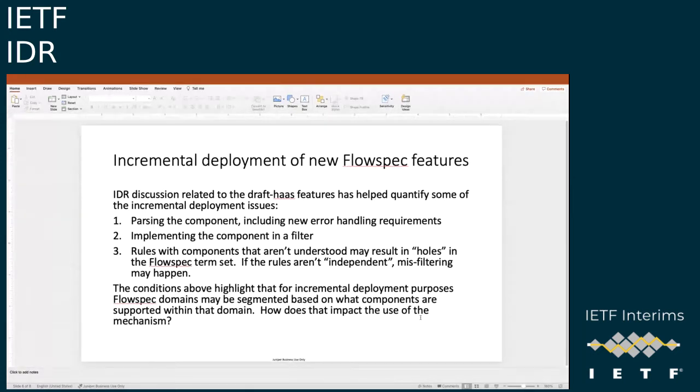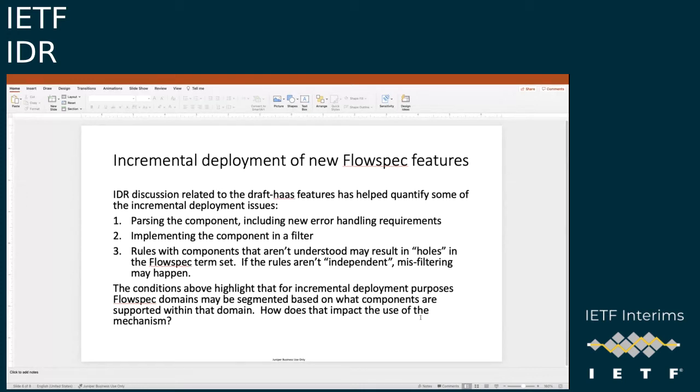And part of the discussion that came up as part of the 8955 work that ties very much into incremental new features is, what do you do when you don't understand something and you can't install it? FlowSpec basically says you just simply don't install the rule chain that is compiled from it. But the problem you have with that is if the rules are not independent, you could end up with holes in the rule set. And depending on what the intent of those rules may be, you may end up with misfiltering. So that's an interesting deployment challenge.